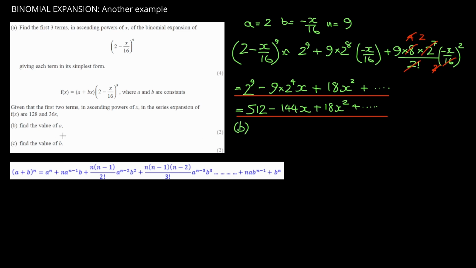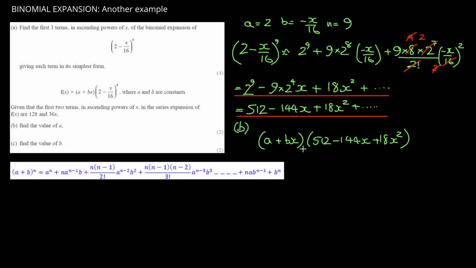Well, B and C sort of go together. We're now told that f(x) is equal to our original expression here, which we know the first 3 terms of, and a multiplied by bx is multiplied together with it. So let's just write that out. Given that the first 2 terms are 128 and 36x, we should be able to work out what the values of a and b are.